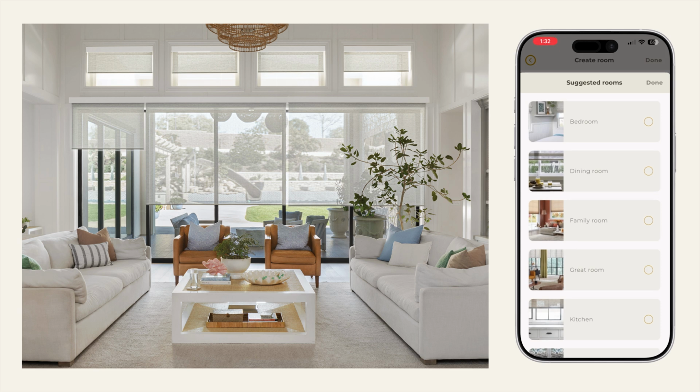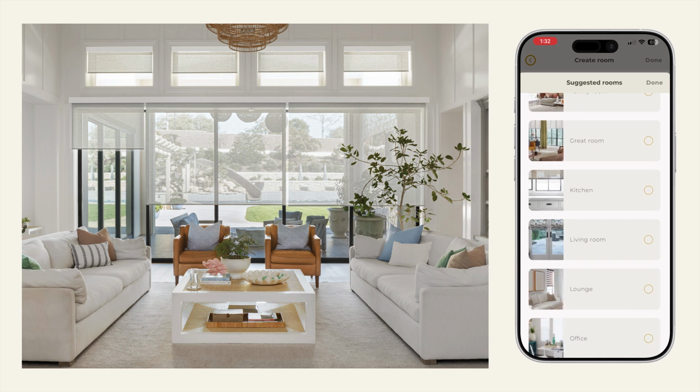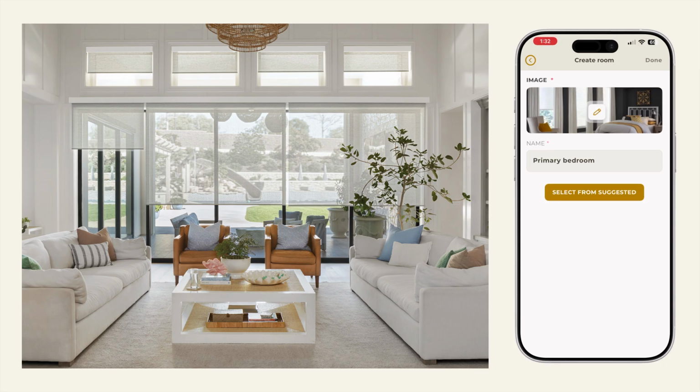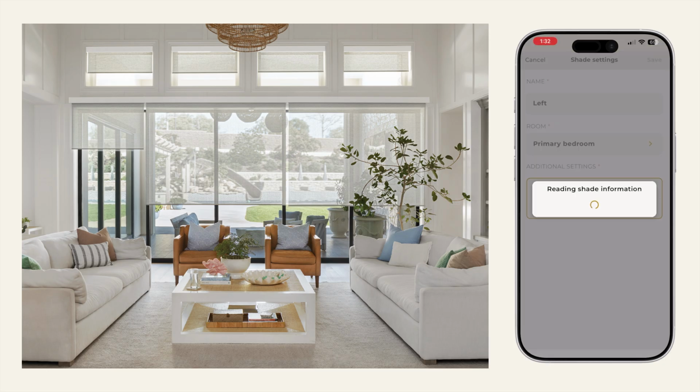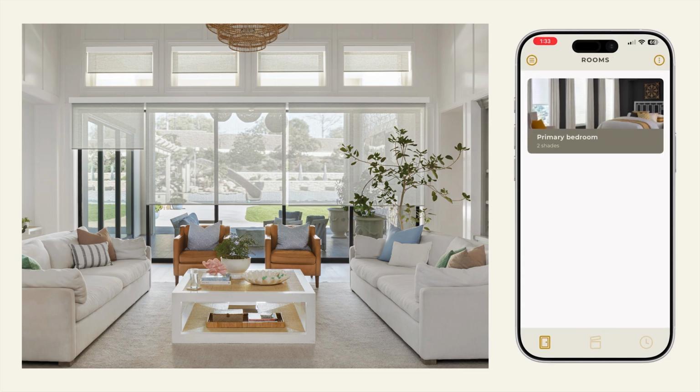When creating a room, enter a custom name and choose from available images, or tap Select from Suggested to choose from a list of frequently created rooms. Once you save the shade, it is added to the home, and you will be brought back to the Manage Shades list.